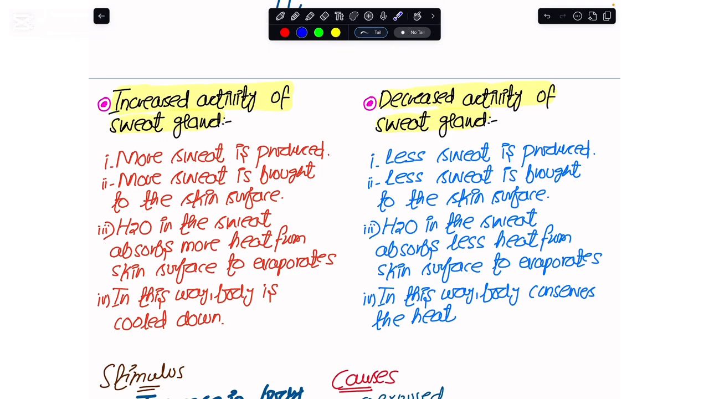So this is how the structures we have in the skin are adapted to perform the function. And in the next lecture, we will try to relate what would happen to these skin structures' functionality when the core body temperature is increasing or decreasing, which helps our body regulate the core body temperature. So see you in the next class.